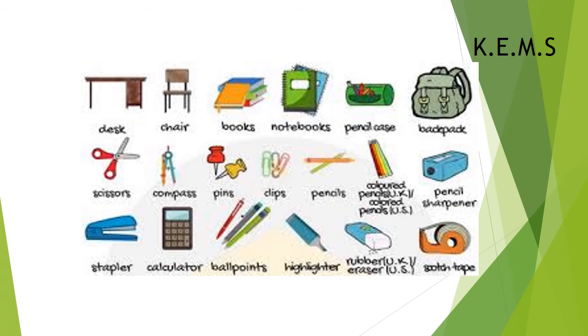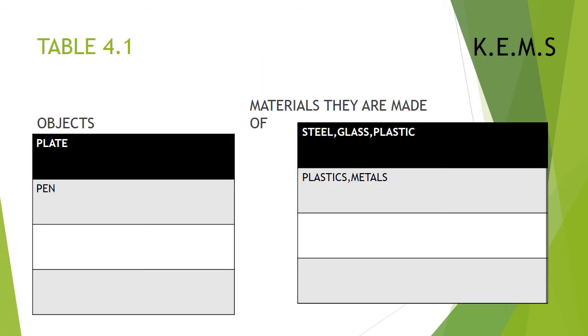Okay, so this clearly indicates the difference between the object and the material. So let us move to the next part of the lesson. Now there is a small table. You can see table 4.1. It has two columns. I have separated the columns for viewing it clearly.